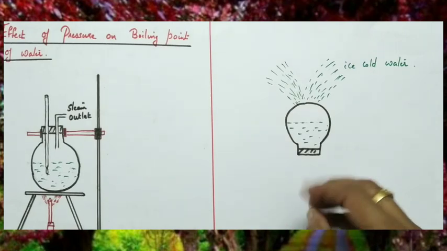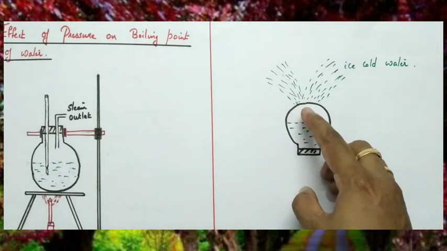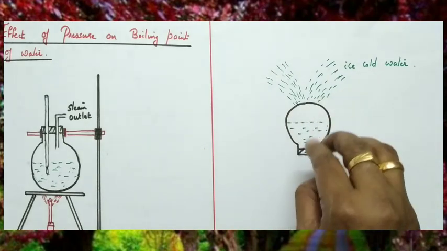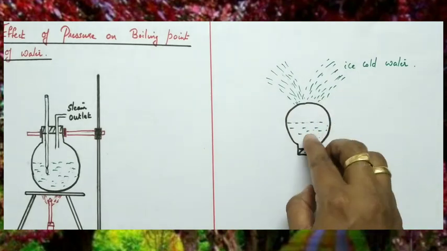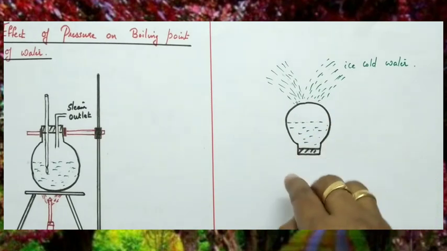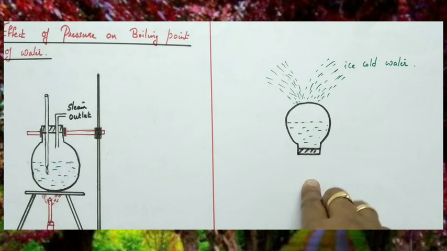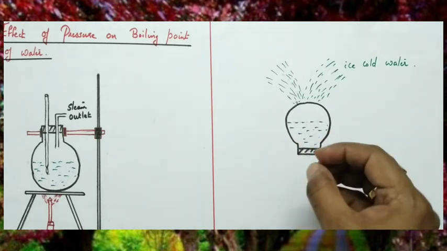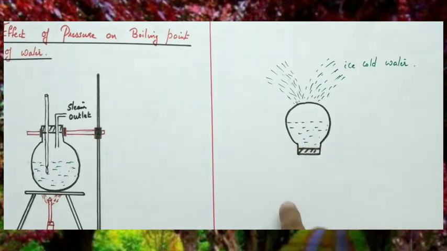So now water begins to boil again, because when you pour ice cold water, what happens to water vapor? Water vapor condenses, thereby reducing the pressure. When pressure decreases, what happens to boiling point? Boiling point also decreases. Now we can see water begins to boil. Bubbles are coming out and water begins to boil.